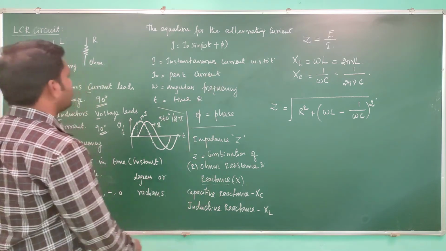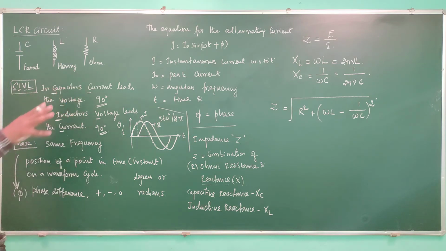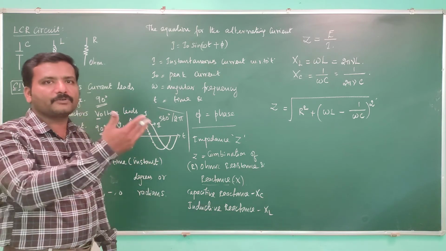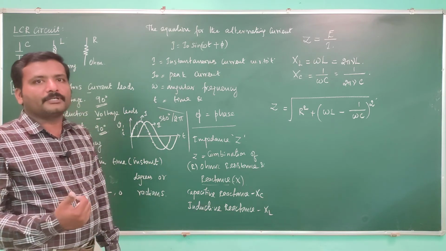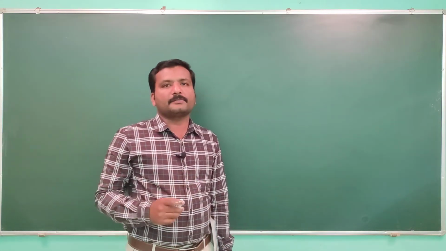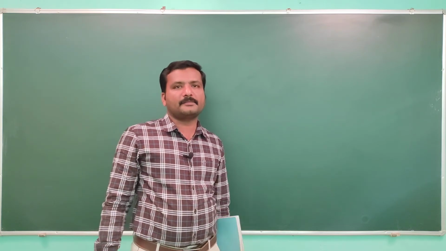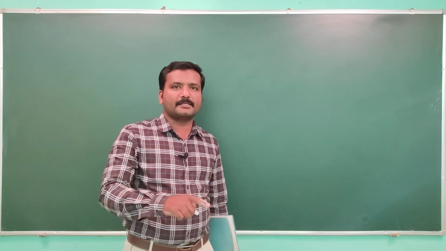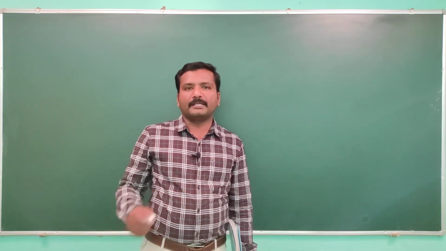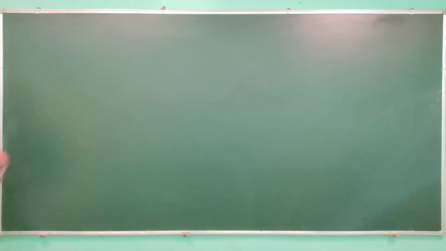So these are all some basics. Now we are going to derive the circuit equations for an LCR circuit, from which we are going to deduce the condition for resonance. In the LCR circuit, there are two kinds: one is the series LCR circuit, another is the parallel LCR circuit. Let's see the series LCR circuit now, whose derivations are going to be discussed.